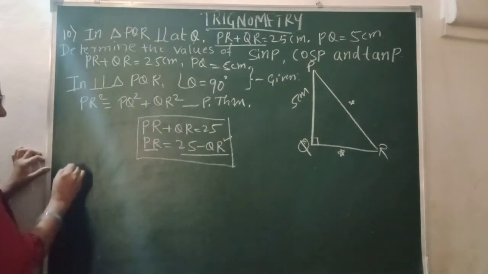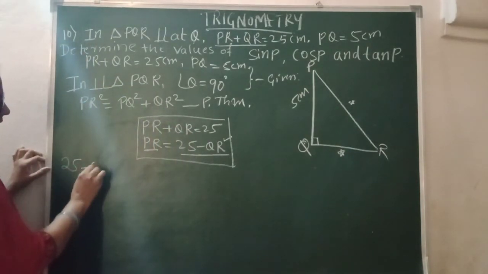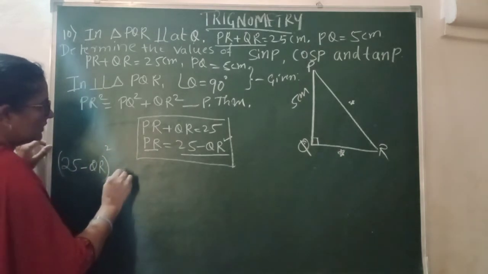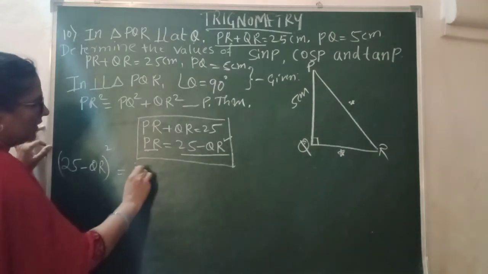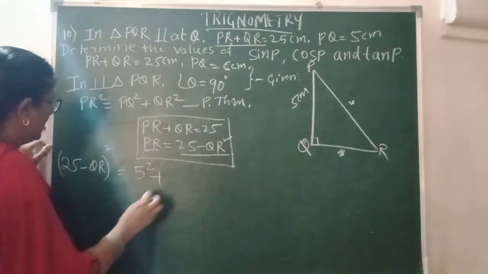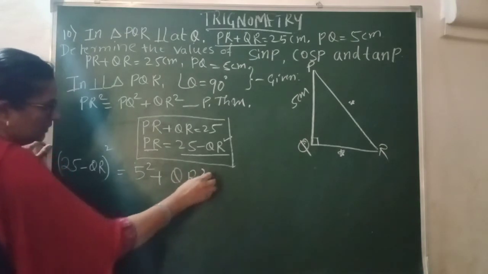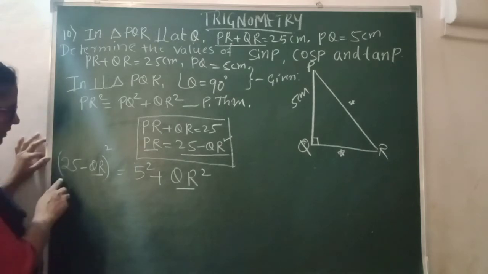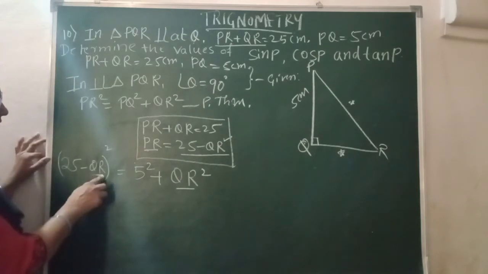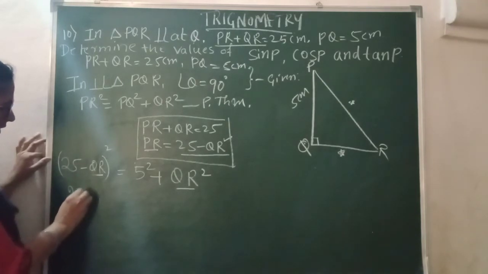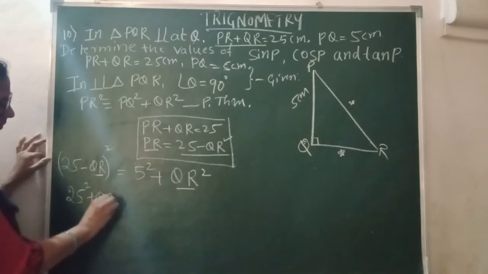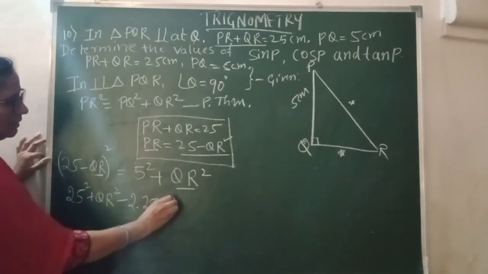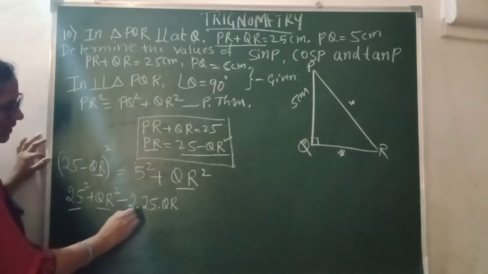Next, PR square can be written as 25 minus QR whole square, which is equal to PQ square, which we know is 5 square, plus QR square. You write QR square as it is, so that you are remaining with only QR and QR. You can simplify that one. Now look at this, it is in the form of A minus B whole square, which means A square plus B square minus 2AB.